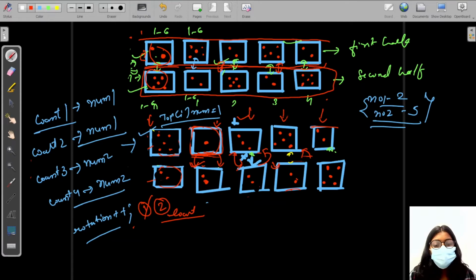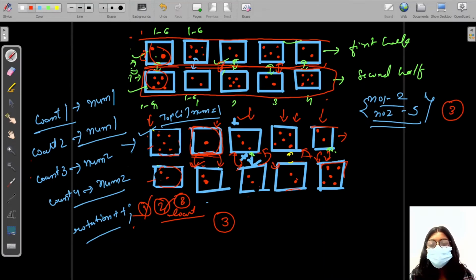Right? I come here. I check, is my bottom of I equal to number 1? Yes, then do nothing. I check, is my bottom of I equal to number 1? No, it's not. I am going to check, is my top of I equal to number 1? Yes, it is. Then rotate. Rotation plus plus. Alright? So my rotation here is 3.